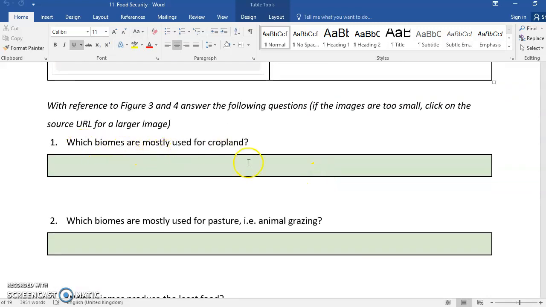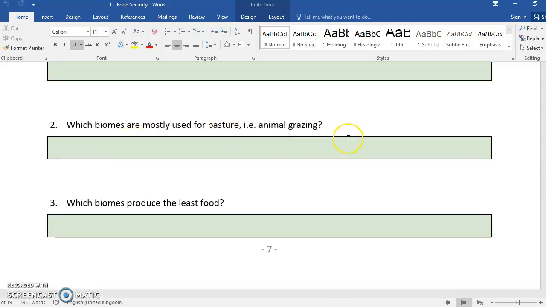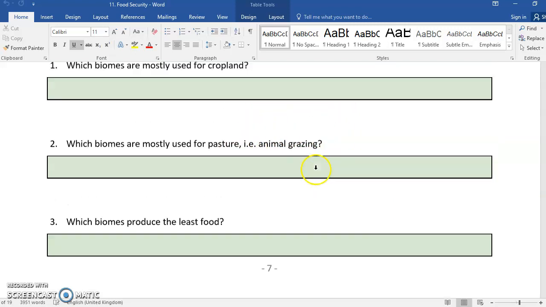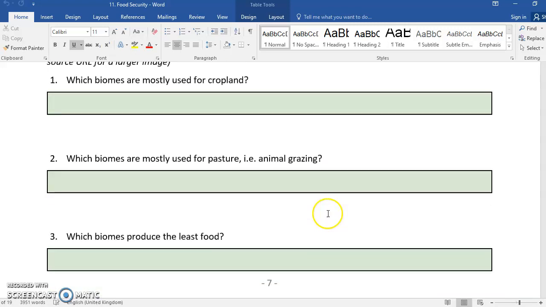Which biomes are mostly used for cropland? Some of this you might know from your own knowledge. Think about the biomes we've looked at where people grow crops. We've looked at rainforests and we've also looked at grasslands. Question number 2, which biomes are mostly used for pasture, animal grazing? We've also discussed this. Where do lots of animals graze? Think about that too. You might want to do some extra research.